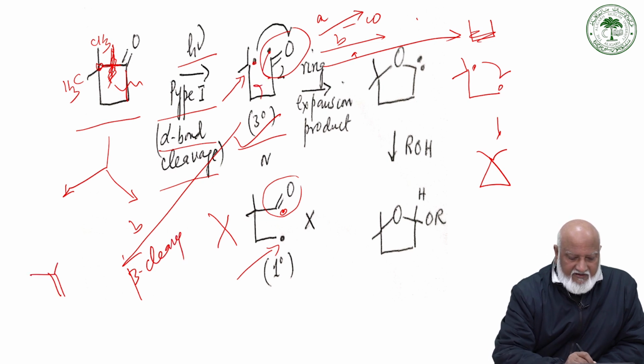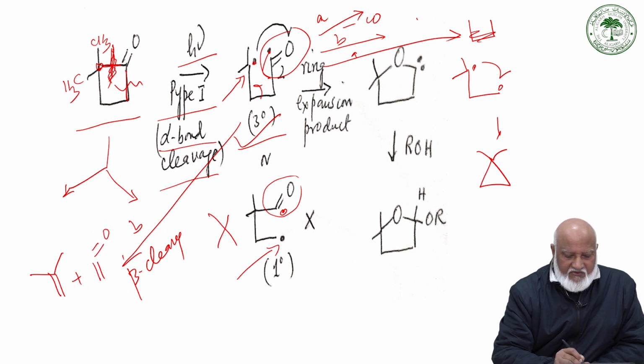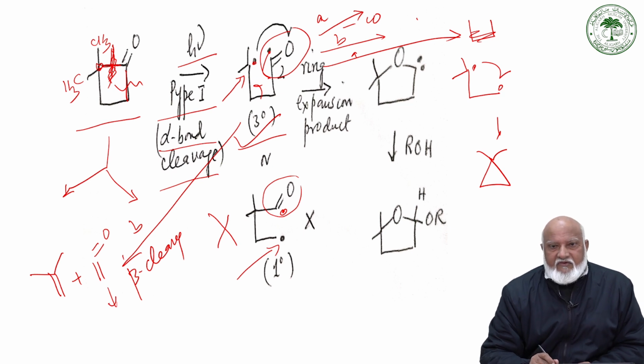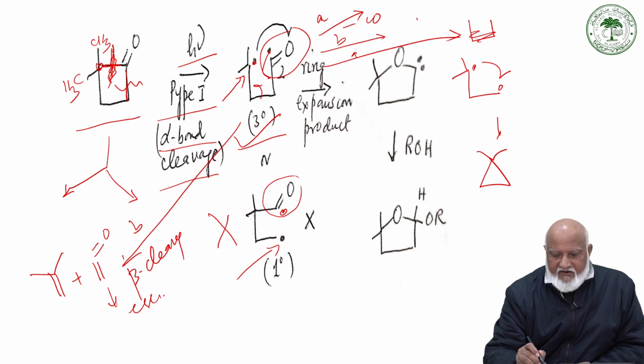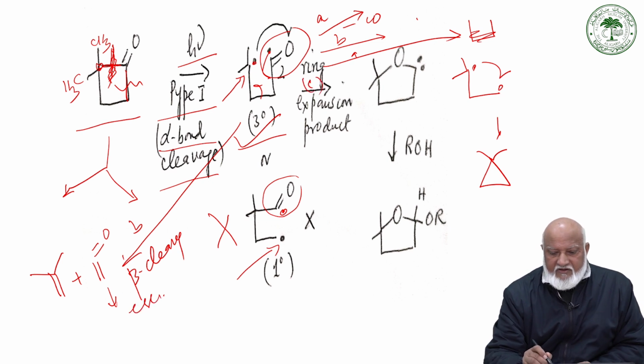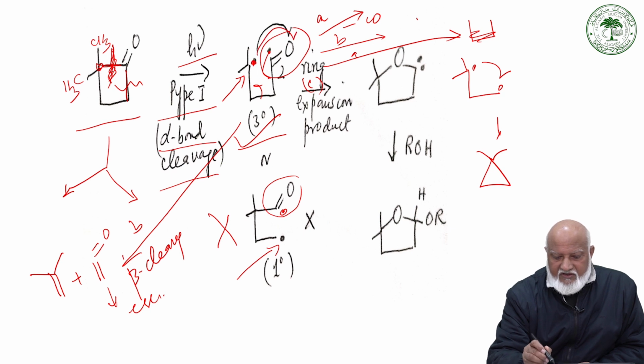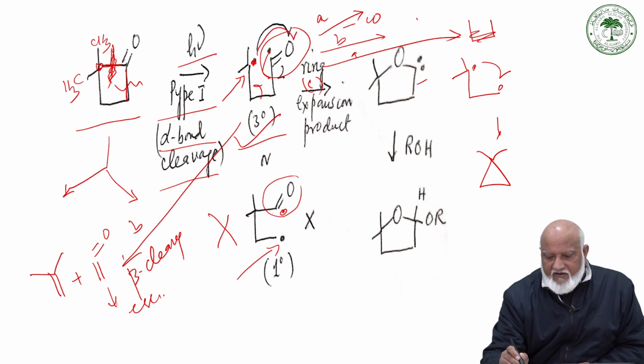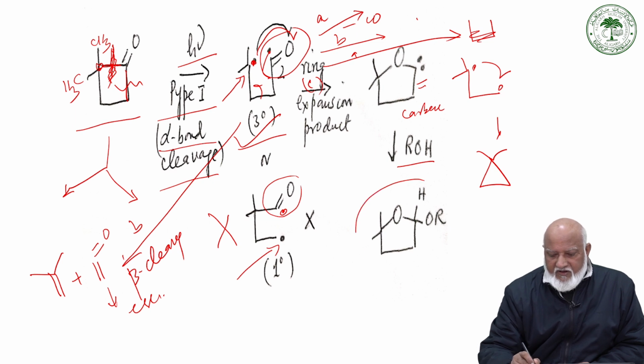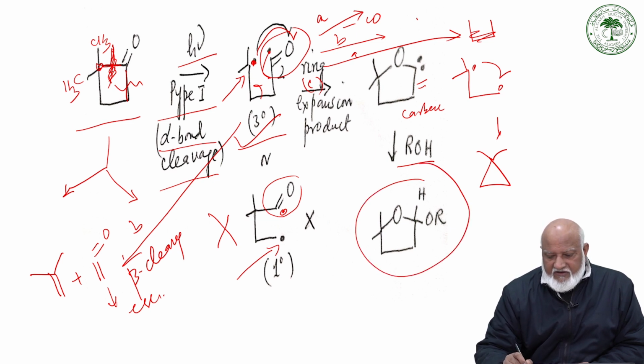So you have a disubstituted alkene plus a ketene, and then this will of course react with the alcohol to give an ester. So this gives the ester. And the third type is the ring expansion product, where this radical will add to this oxygen to give a carbene intermediate, and then this carbene in the presence of alcohol gives rise to this product, the ring expansion product, a five-membered oxygen-containing heterocyclic ring expansion product.